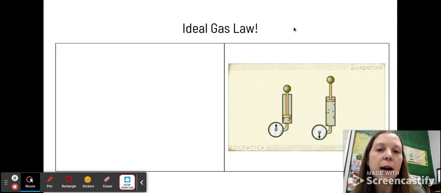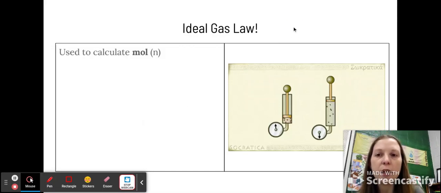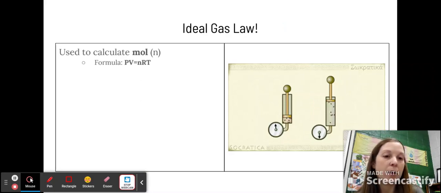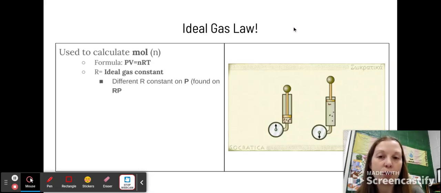So let's first define what the ideal gas law is. It is used to calculate number of moles, and we do this by comparing all of our other properties of a gas: temperature, volume, and pressure. We do this in a formula called PV equals nRT, where R, which is the only letter that we don't know yet, is called the ideal gas constant. This is dependent on whatever your pressure unit is. If your pressure unit is mmHg, there's an R constant for mmHg. If your pressure unit is atmospheres, there's an R constant for atmospheres. All 3 or 4 of these R constants are on your reference packet, so you can look there.